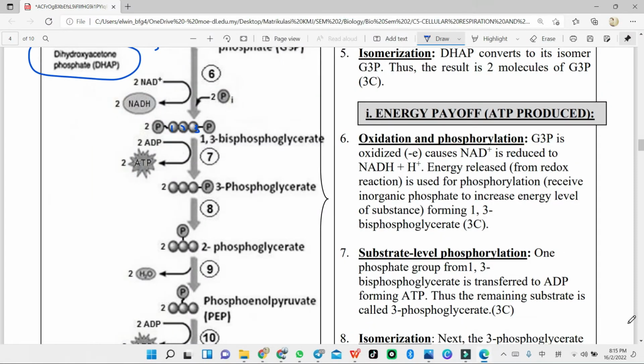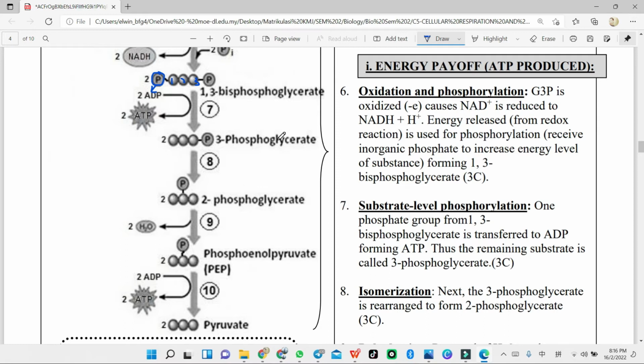Okay, so NAD+ is the oxidizing agent, and NADH is the reducing agent that will be used in the electron transport chain reaction. And the next one, for the 1,3-diphosphoglycerate, we also produce ATP. We produce the ATP by giving the phosphate group attached to carbon number 1 to the ADP. So each one will produce 1 ATP. So 2 will become 2 ATP, because initially we produced 2 G3P.